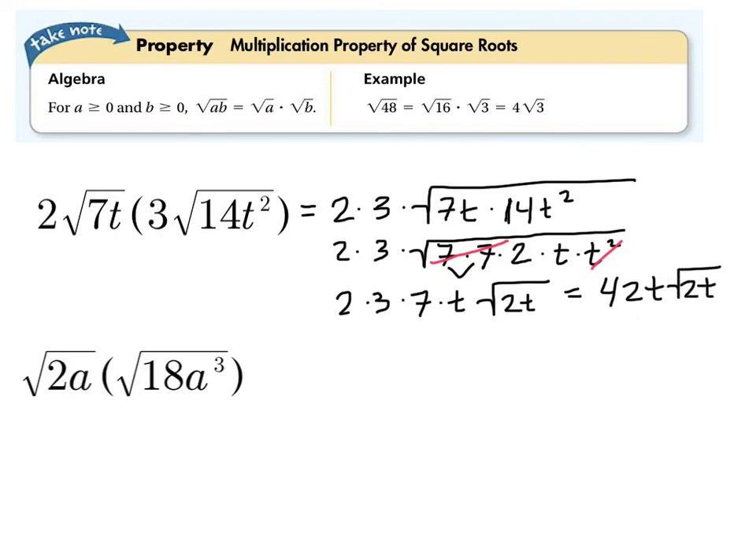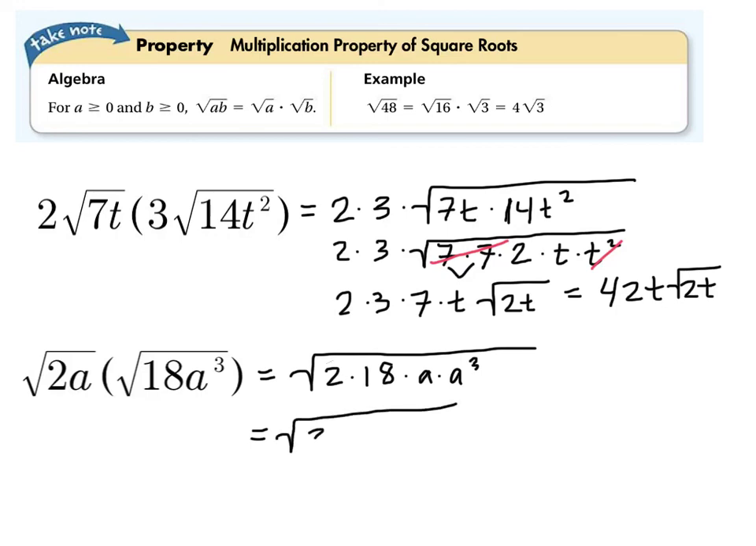How about the next one? Do the same thing. Nothing on the outside, so let's put it all together. And instead of 2 times 18, well, actually, in this case, 2 times 18 makes sense, doesn't it? 36, 2 times 18. All right, so let's make sure we understand where that came from. I'm putting together the stuff inside the radical signs. So there you have it. There's all of it together, rearranged, because that's what the commutative property lets me do. 2 times 18, well, I do want to multiply that because that gives me a perfect square. Yay, perfect square. And a times a cubed gives me a perfect square too, a to the 4th.